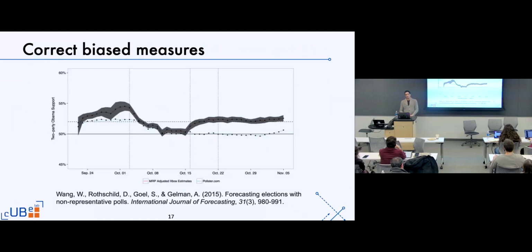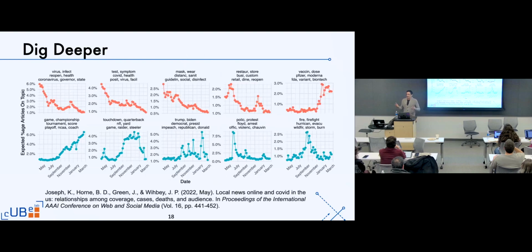Okay. So correcting biased measures, just quickly, this is the Gelman Xbox study, right? I think this is a canonical example of how we can use better stats to correct certain measures with different kinds of data. If we want to dig deeper, we can say not necessarily how did news coverage of COVID change over time as a single statistic, but we can do some topic modeling and dig further there, right?